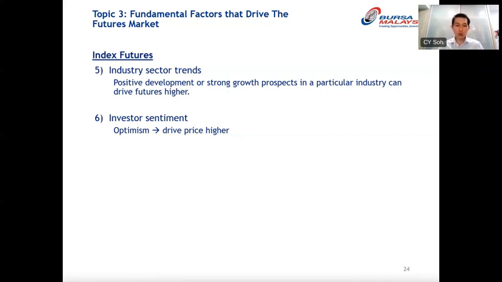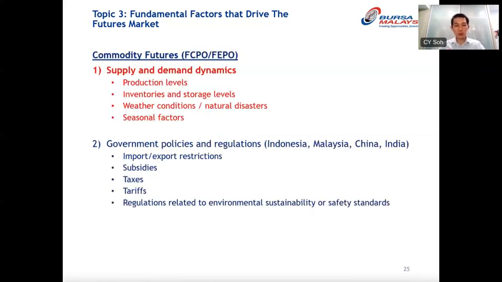So now I've already gone through the factors that affect index futures. Now, let's go through a little while on the commodity futures, especially for the FCPO and FEPO market. These are the fundamental factors that can drive commodity futures, and this includes a very important one. When you trade commodity futures, supply and demand dynamics is actually the number one factor that impacts commodity futures, whether you like it or not, because supply and demand has a significant impact on commodity futures prices.